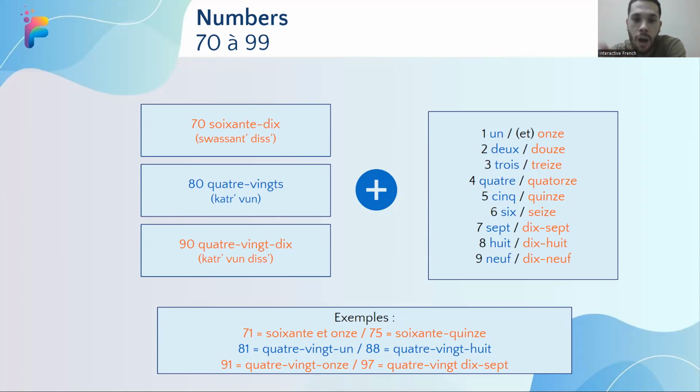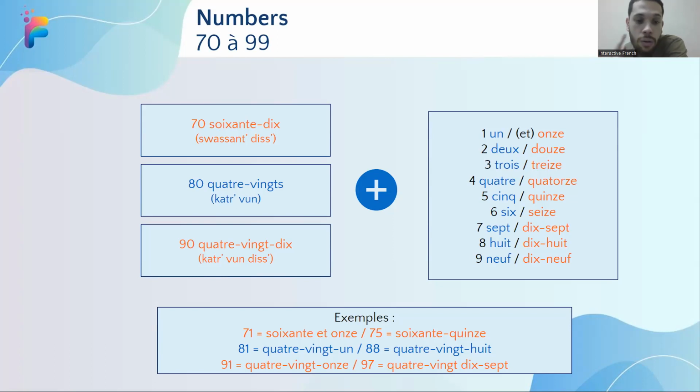Note also that contrary to the numbers from 21 to 69, we don't say the et here. Remember, when we say 21, we say vingt et un, but we don't say that for 81. The et is gone here. The et is also gone for 91, by the way. We don't say et for 91. That's it. 91, 92, 93, 94, 95, 96, 97, 98, 99.